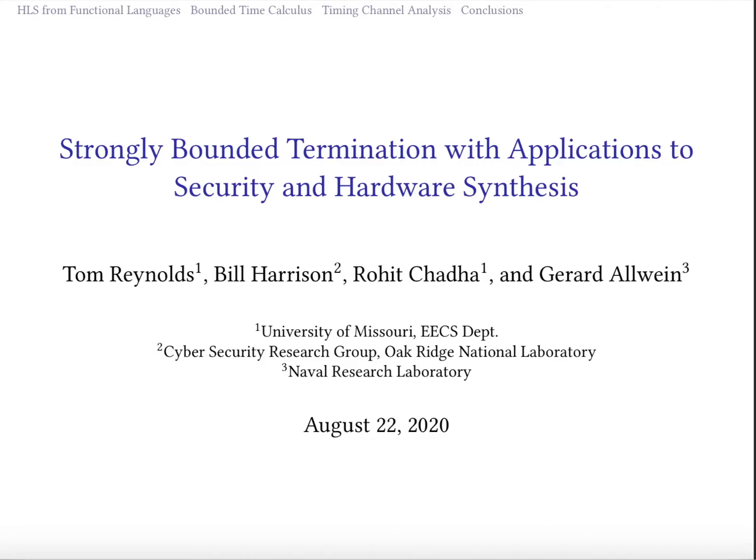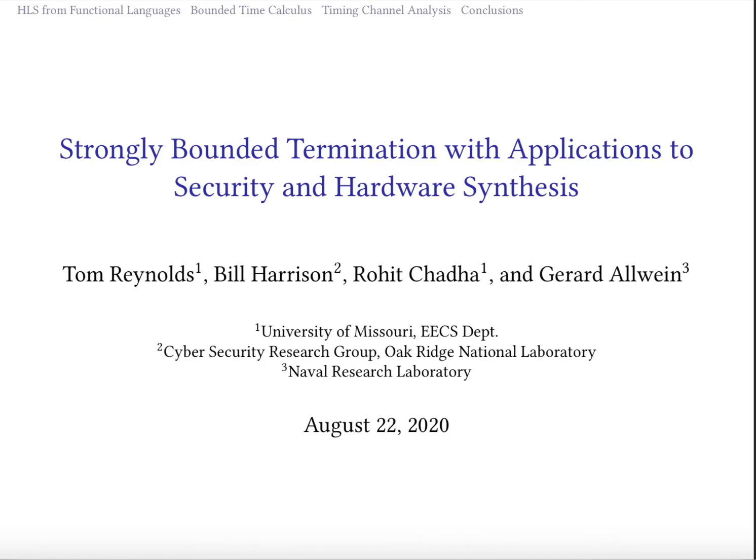I'm a senior scientist with the Cybersecurity Research Group at Oak Ridge National Labs, and I'm going to present some work I did with my then grad student Tom Reynolds and colleague at University of Missouri, Rohit Chadha, and my colleague at the U.S. Naval Research Lab, Jerry Allwine. So what I'm going to first do in this talk is discuss my motivations for this work, and then I'll discuss the actual technical details and some applications.